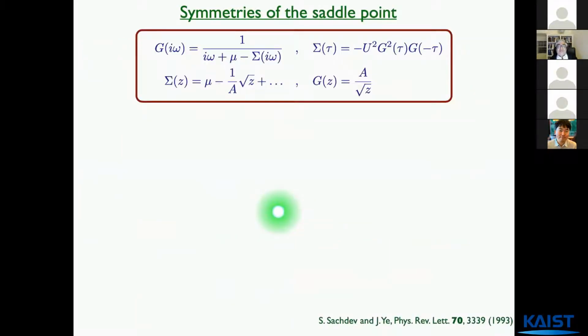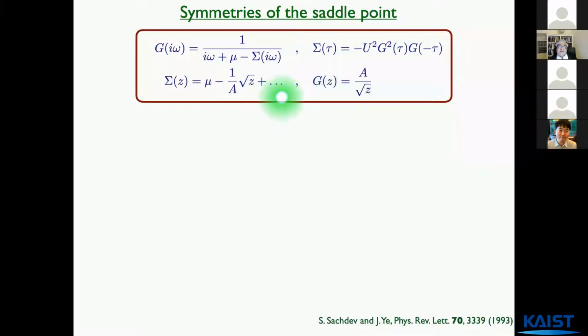All right, so now let's go beyond the large M limit and try to think about more than just the mean field saddle point and the structure. And the key thing here is this understanding of the symmetries of the saddle point. So these are the same equations I showed you earlier. Here Z is in frequency space.